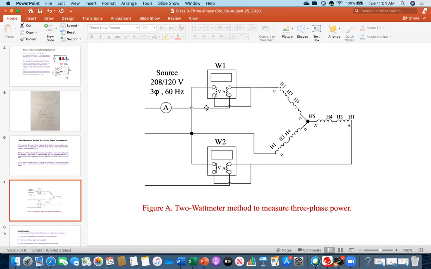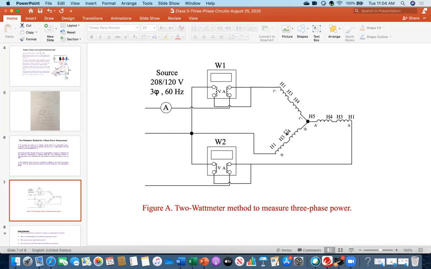That's why these two wattmeters are taking into account this second line, the B phase, without having any coil connection there. Automatically that is included in both wattmeters. For example, you got this reading 100 watt and this is 120 watt. So 100 plus 120, the total three-phase power is 220 watt.